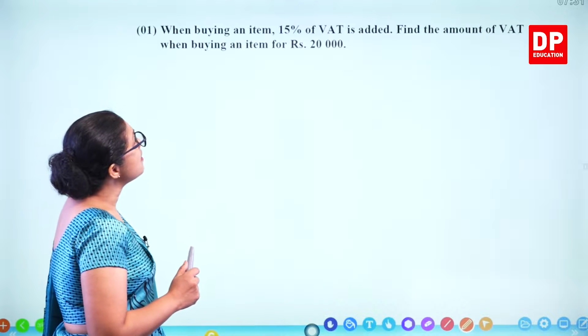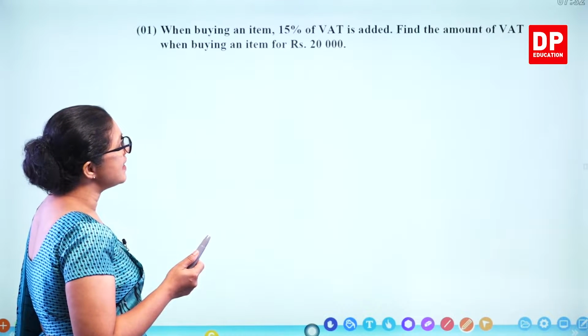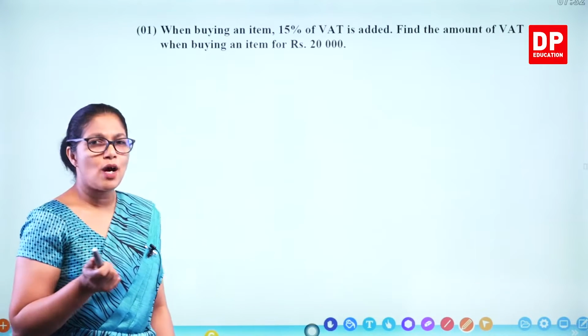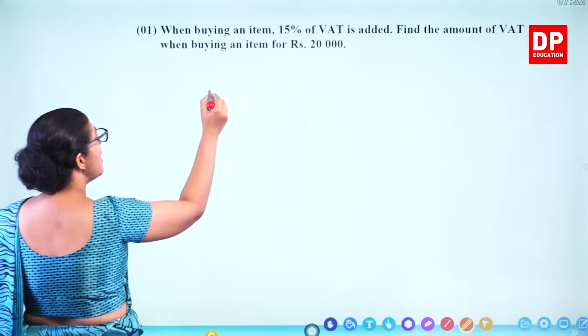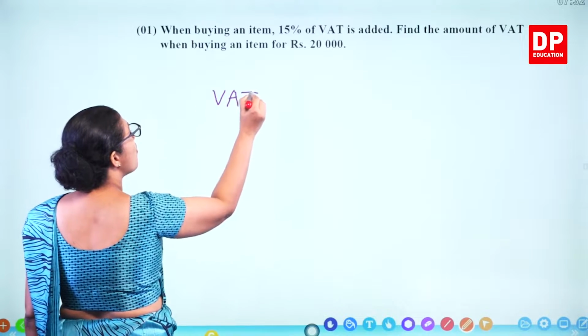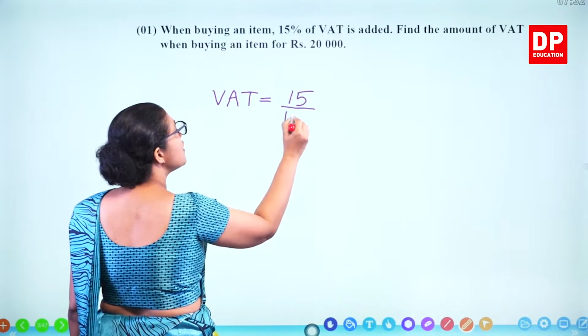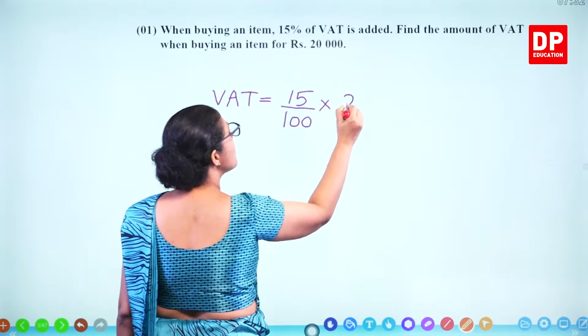Question number 1. When buying an item, 15% of VAT is added. Find the amount of VAT when buying an item for 20,000. So they are asking only the VAT amount. So VAT is 15% of that. That means 15 over 100 times 20,000.